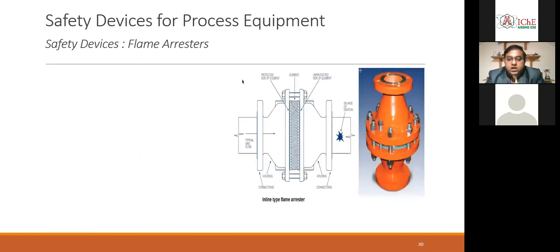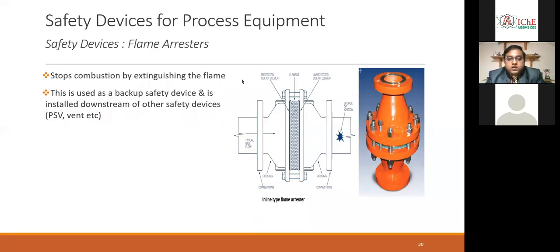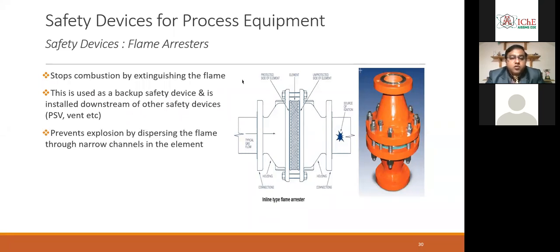Flame arresters, as we said: whenever there is an open-to-atmosphere release, we put a flame arrester mostly downstream of the release to prevent any fire. If you see here in the picture, it is used as a backup safety device. You cannot put in only a flame arrester. There has to be a safety device, and then the flame arrester has to accompany it. So it is generally an arrangement here, downstream of the safety device, and this side maybe is open to atmosphere. And within this portion is this element.